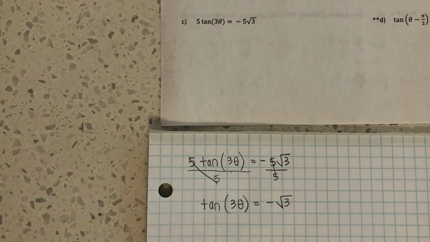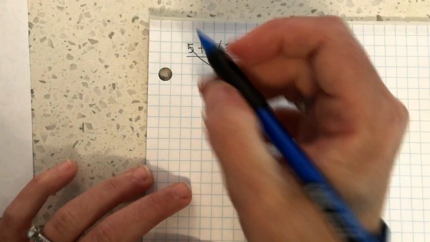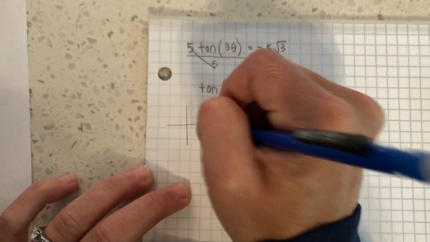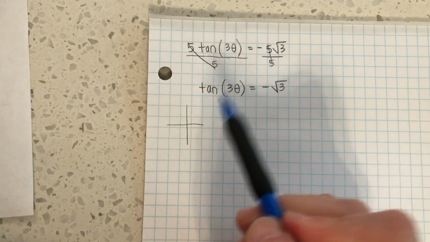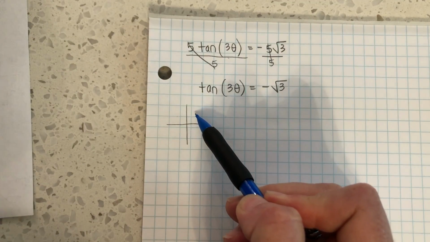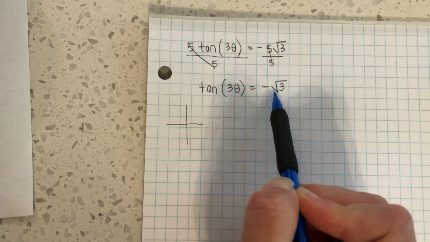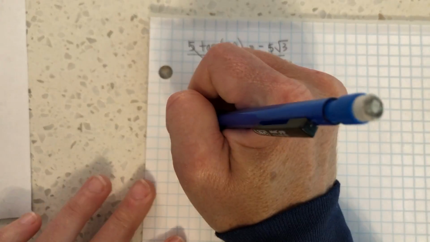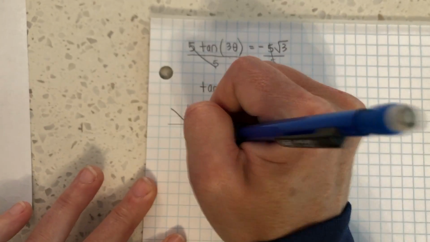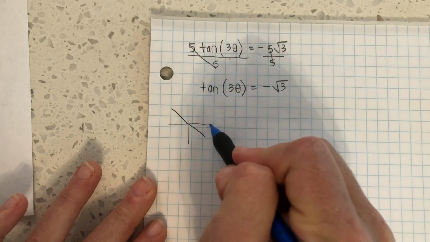Okay, so let's work our quadrants here. All right, so all students take calculus, right? All students take calculus. That means the tangent is a positive ratio in 1 and 3. All take, right? So then if the tangent of some angle is a negative ratio, we know that angle had to be in quadrant 2 or in quadrant 4 because that's where the tangent ratio is negative.